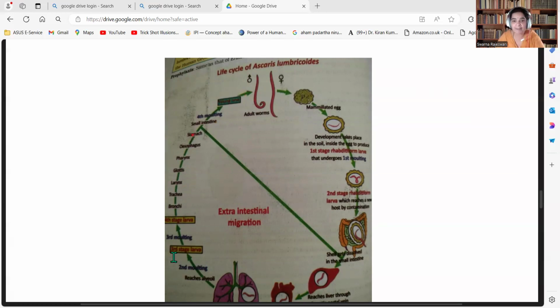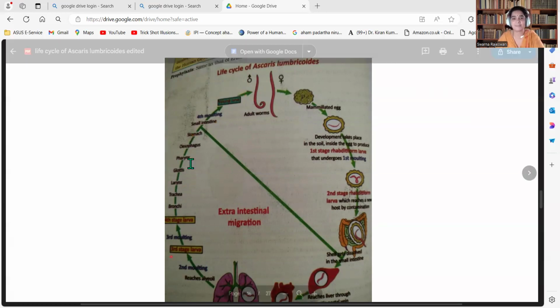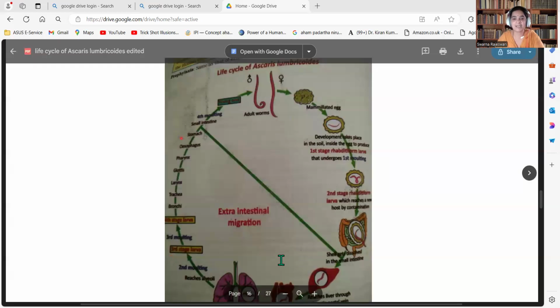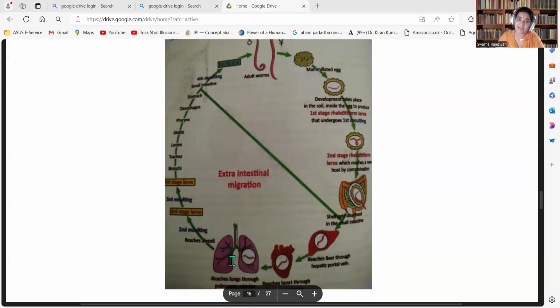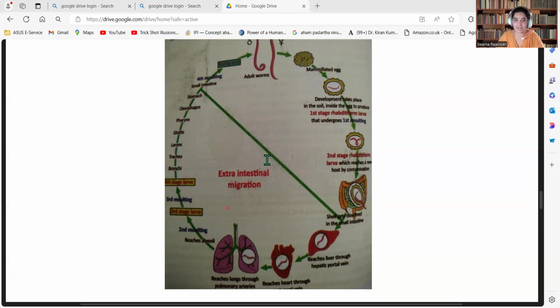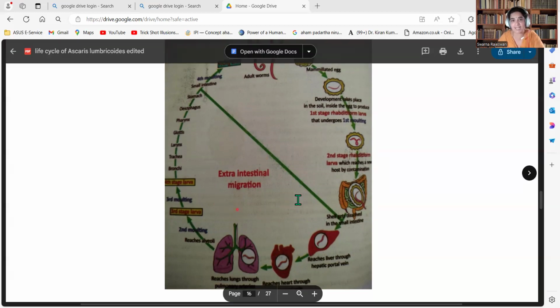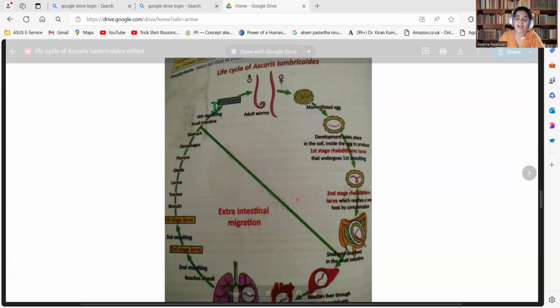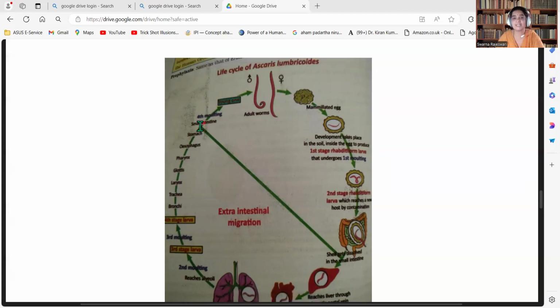Okay. So this migration to different places, from the liver it is entering into the heart, into the lungs, and from the lungs again into different places like bronchi, trachea, larynx, glottis, pharynx, esophagus, stomach, again into the small intestine. This migration is called extraintestinal migration. So the migration of Ascaris to different places, we call it extraintestinal migration. And after it is reaching the small intestine, it is undergoing the fourth molting and developing into the young one. The young one is developing into the adult.